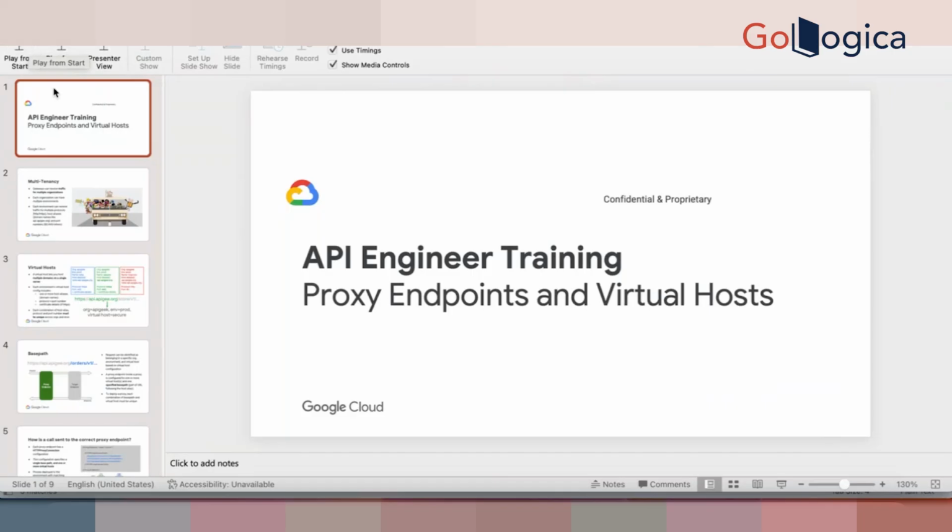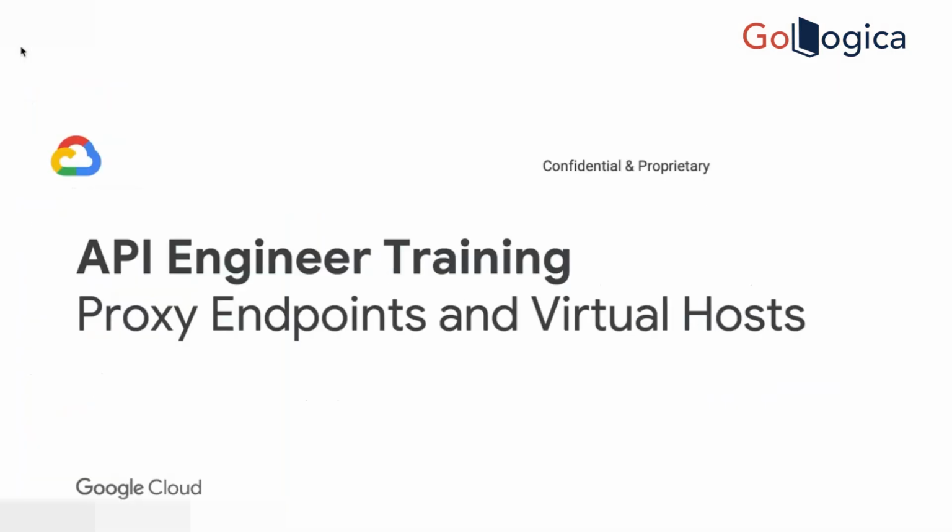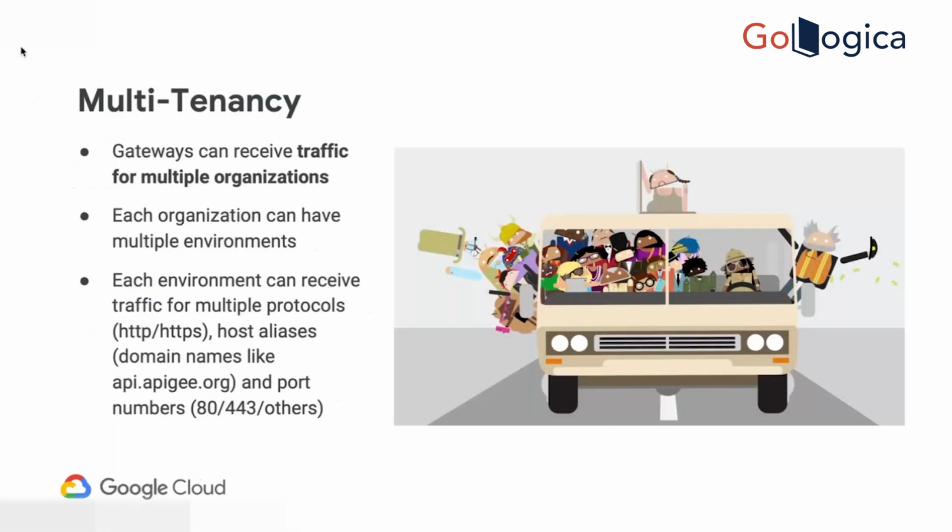So now we're going to cover the topic of proxy endpoint and virtual host. So in APG, what happens? The APG gateway that is installed is usually multi-tenant. Multi-tenant means that on the same set of servers, you can host multiple APG organizations.